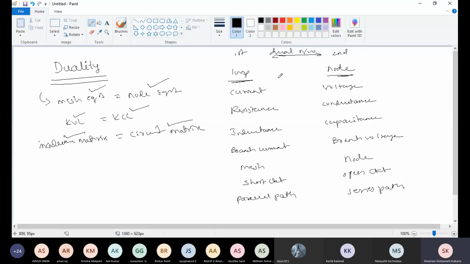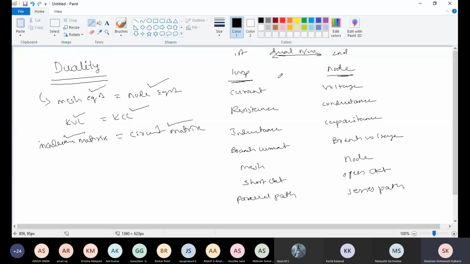How are we going to write the dual network? If two networks are dual, the first network's mesh equations will be similar to the second network's node equations. That means the KVL equations of the first network will be the same as the KCL equations of the second network. In network form, the incidence matrix of the first network will be the same as the circuit matrix of the second network. Then I am going to say those networks are dual in nature.